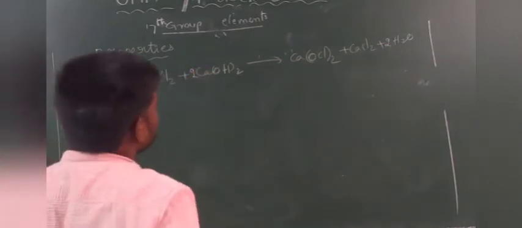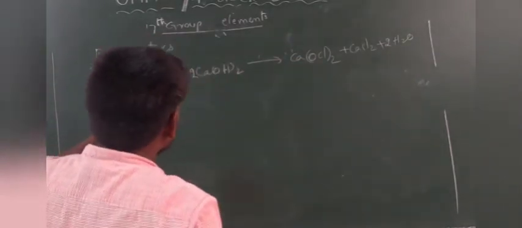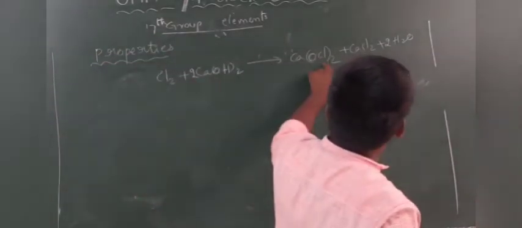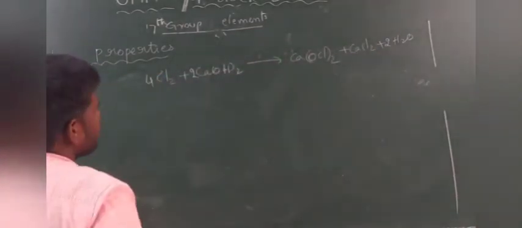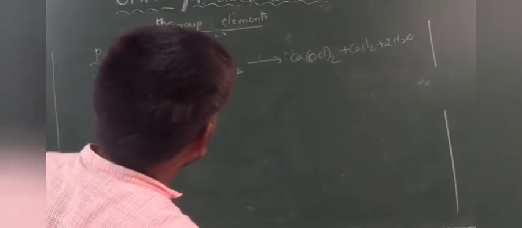2 chlorines are right here. Then we multiply this one with 2. And next one 2 chlorines present. Here 2 chlorines and 2 chlorines, 4 chlorines present. So this one is multiplied with 4. So now which is a balanced equation. So this is a balanced equation.